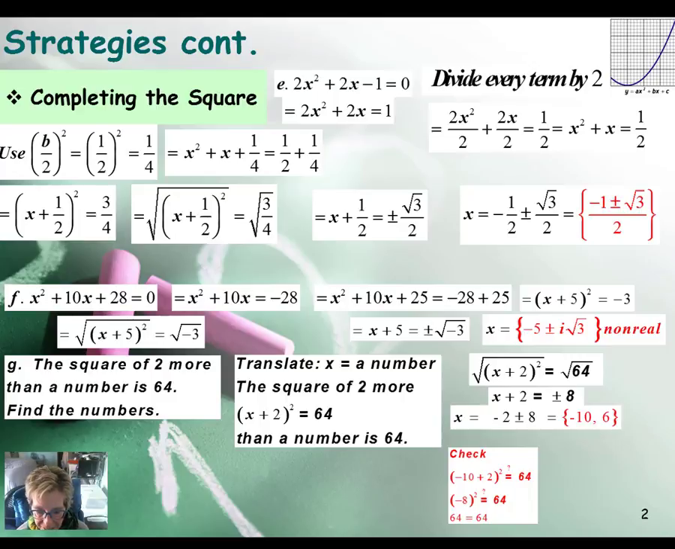This is easily checked by putting -10 back in the original equation that I have. I'd have -10 plus 2 quantity squared, does that equal 64? And as you can see, it does. I also must check the 6. Now I have 6 plus 2 quantity squared. Is that equal to 64? And as you can see from my work, it does.